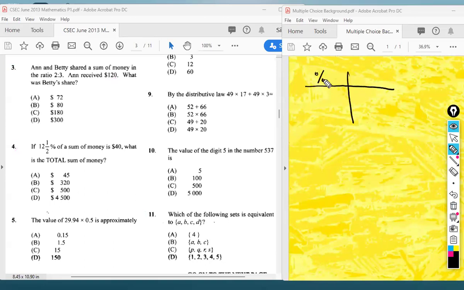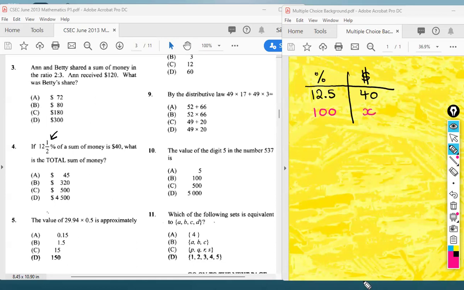So number 4, you're dealing with two things, percentage and money. They came and said 12.5%, which is the same thing as 12.5, represents how much money? 40. They said that at the beginning of the question. And now they want to know how much money it had in total. The total amount of money is 100%. Now, they never said that, but it's implied in maths. The total or the original amount is always 100%.